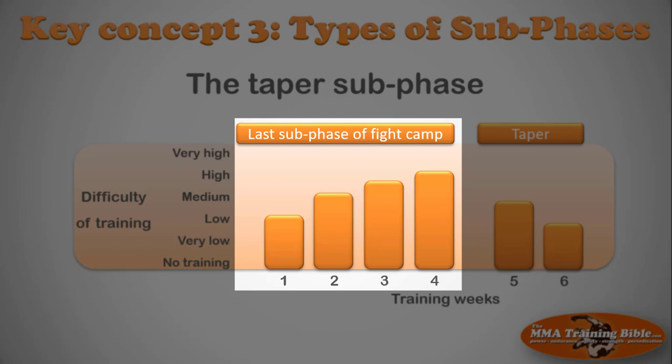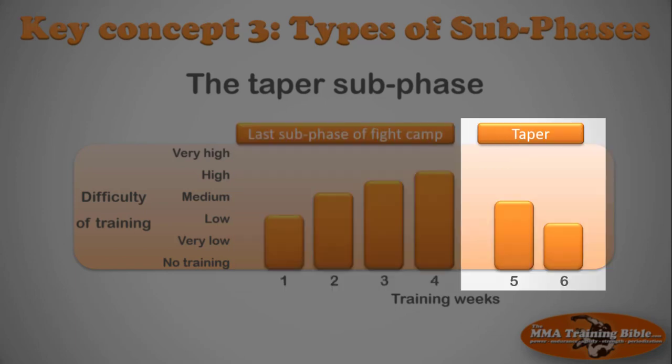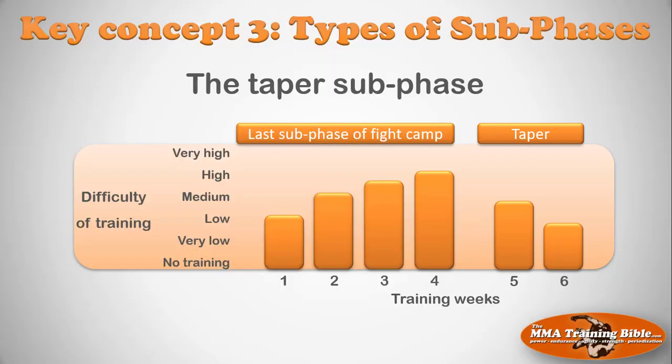The only reason I built it this way is because it's followed by the taper subphase, and that features 2 weeks of very large reductions in training difficulty. Now, the purpose of the taper subphase is to maintain training intensity but drastically cut training volume in order to dissipate fatigue and ultimately bring about a peak in your performance for the fight. So this is what a typical taper subphase looks like. And again, we're going to work together to schedule them in your fight plan.